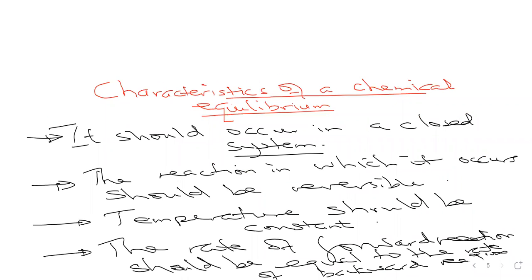Are we together? Yes, teacher. Now, those are the four characteristics of any chemical equilibrium. You may make research and find out others. We have said that in a chemical reaction in which a chemical equilibrium is involved, the reaction should be reversible.